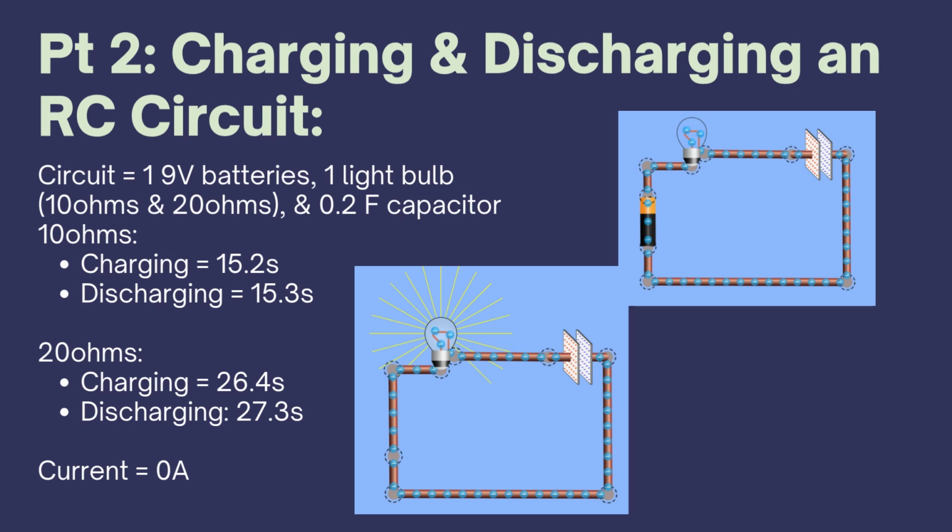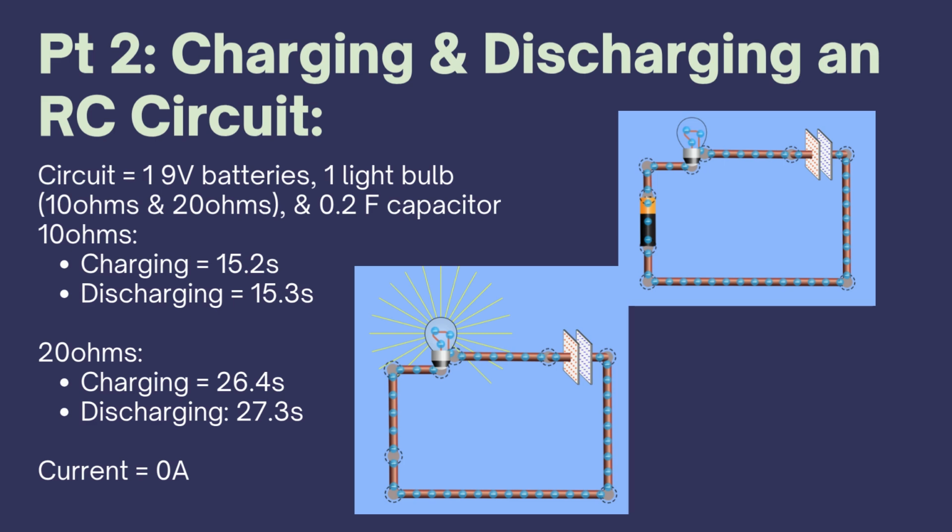Okay, now on to the second part of the experiment. We construct an RC circuit and immediately the bulb lights up and then dies out as the capacitor becomes charged, and the current will decrease to 0. And then when you take the battery out, the capacitor will discharge and light the bulb until it dies out again and the current will return back to 0.